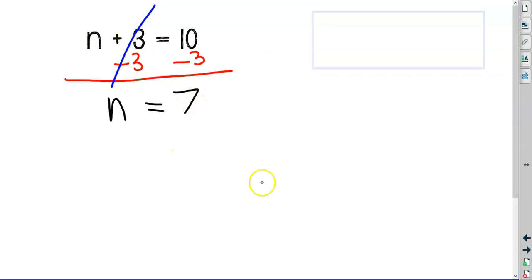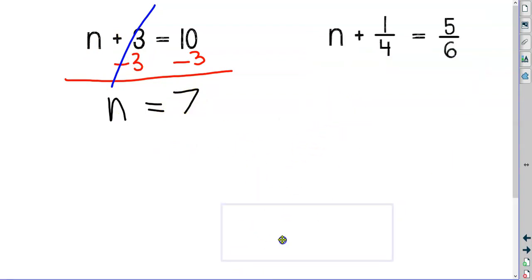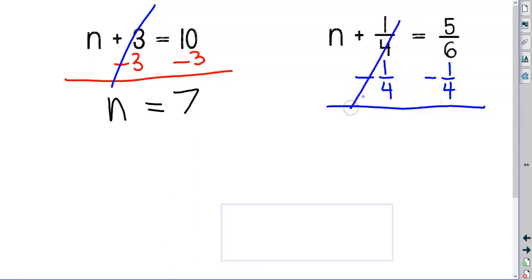So let's use this model to help us through a problem that has a fraction. So the entire process is the same. Identify your variable n, look for the operation that's being performed on it, and do the opposite. So the opposite of adding 1/4 is subtracting 1/4. And we're going to do that fairly to both sides. The additive inverses become 0, and I don't need to write that. And now I'm going to use my calculator here to do 5/6 minus 1/4 to speed this process up.